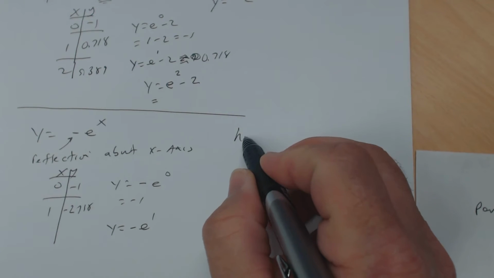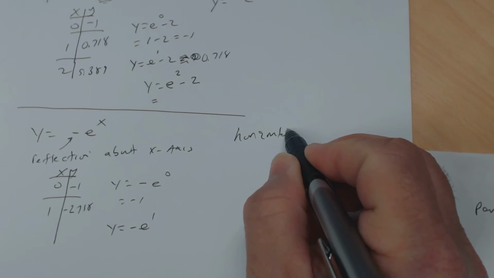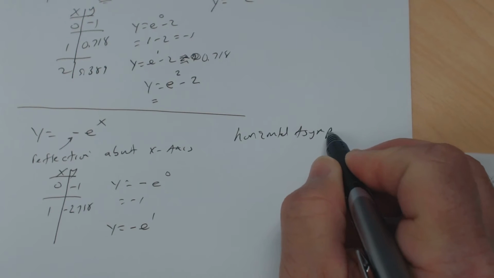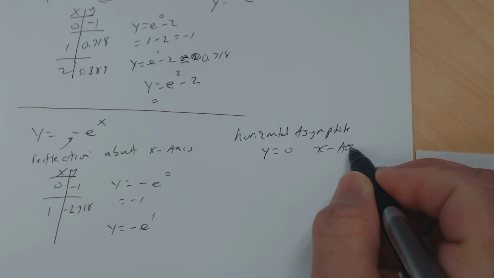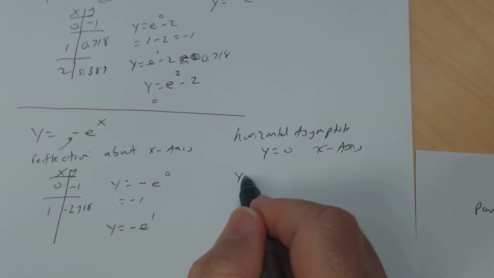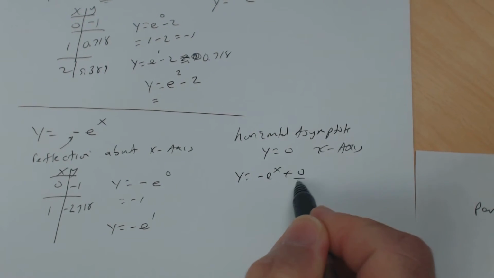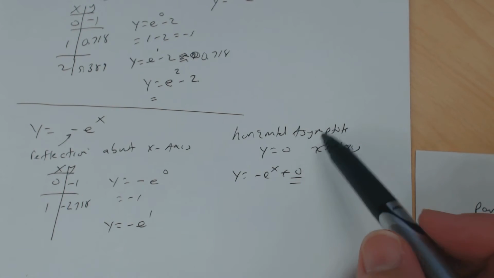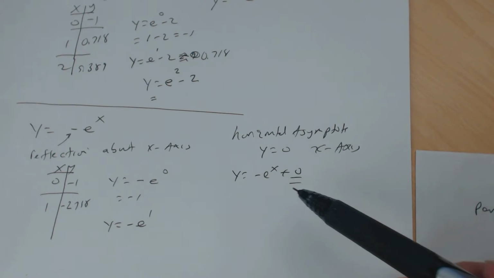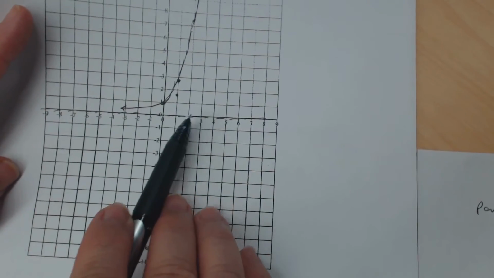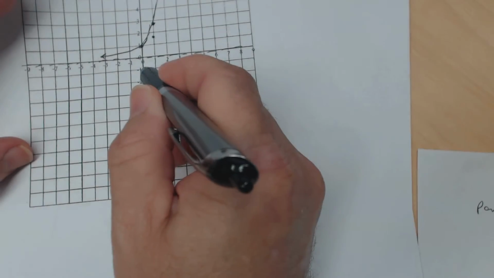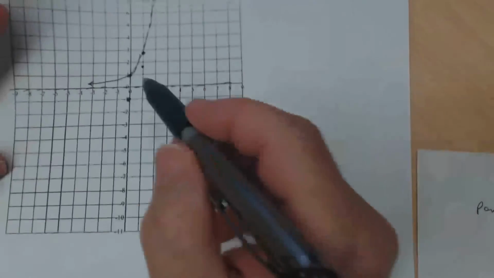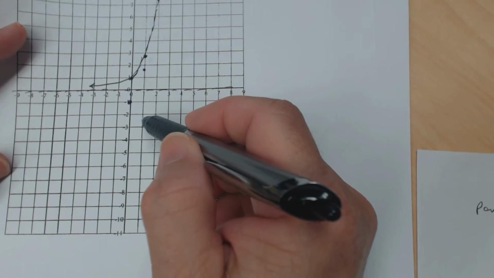Notice the horizontal asymptote is still the x-axis, y equals 0. Remember that's y equals negative e to the x plus 0. There's no constant there, so it needs to be 0. So y equals 0, or the x-axis. So it's still this right here. But when I plot these points, I get 0, negative 1 is here. I get 1, negative 2.718, which is here.